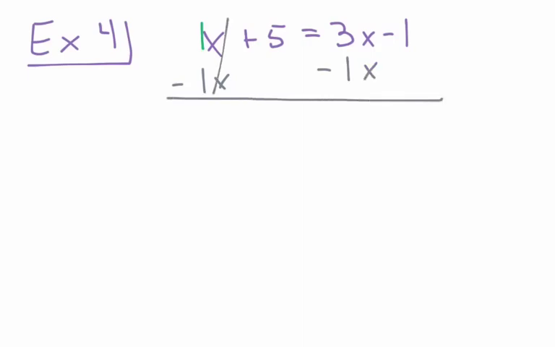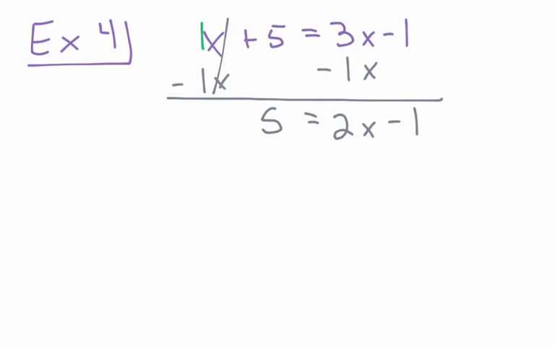And when I do that, these will cancel over here. I bring down my 5. I keep my equal sign directly below my equal sign above. 3x minus 1x I know gives me 2x. And then I bring down the minus 1.